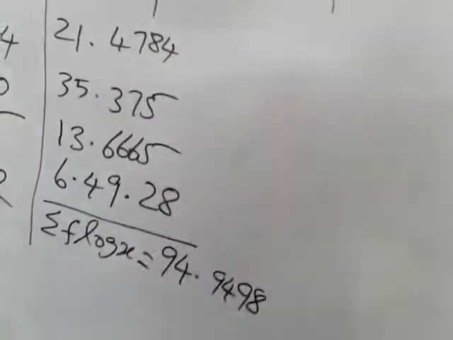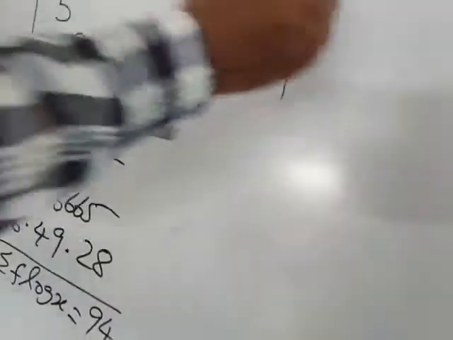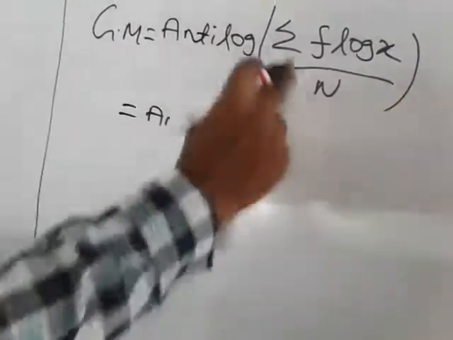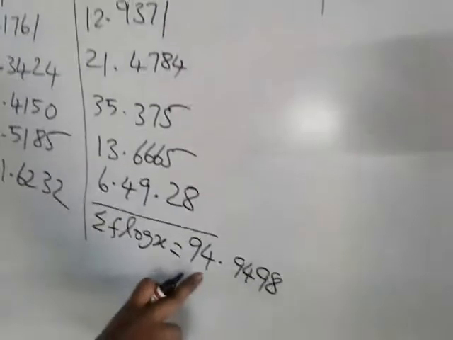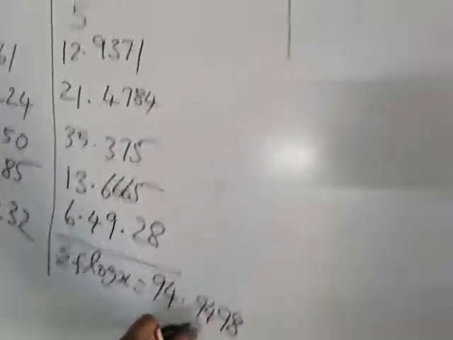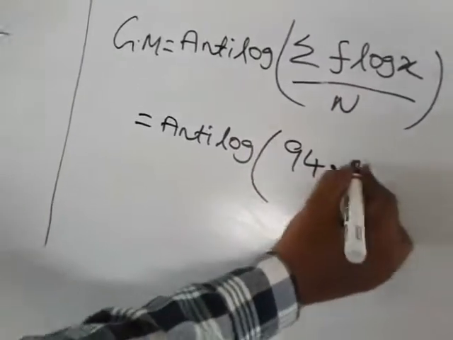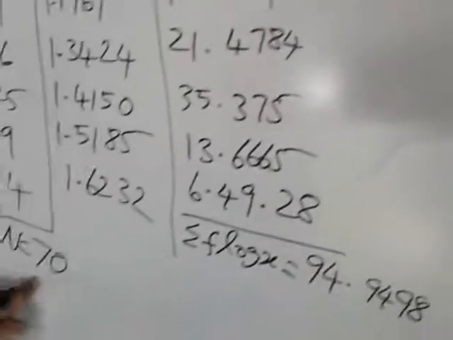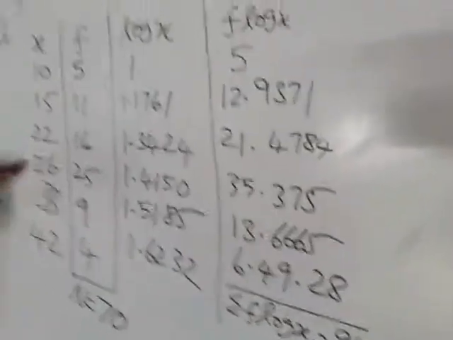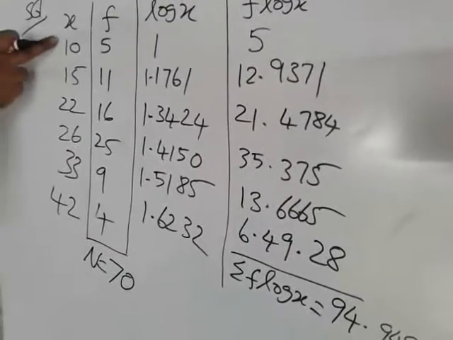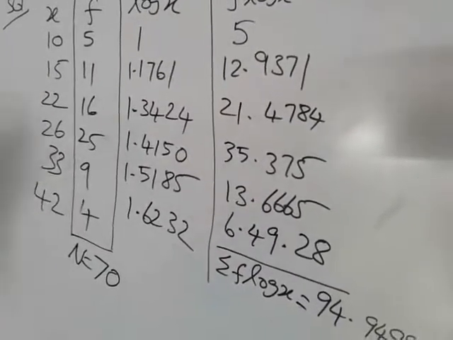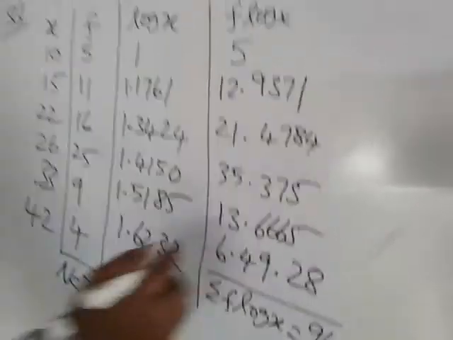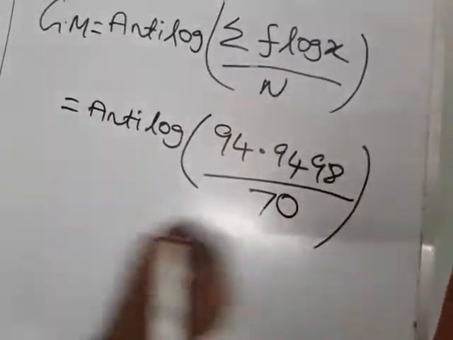Now come to the formula, which I already wrote. Antilog of summation f log x, which is 94.9498, divided by n. What is your n? N means the total of frequency. Don't write 1, 2, 3, 4, 5, 6. Most students write the number of values, which is wrong. The frequency total is our capital N, that only you write. So that is 70.